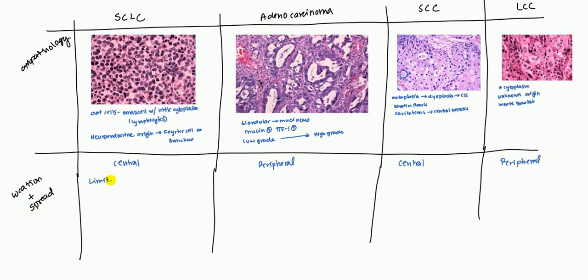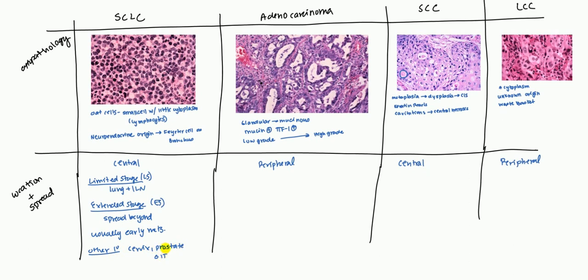Now with small cell lung cancer, the spread has a limited stage, which is LS. This is when you have tumor in the lung and one lymph node. Then you also have an extended stage, ES, when you have spread beyond the lungs. Even though there are two stages, these do tend to have early metastasis, and small cell cancer is not only found in the lungs. You can have other primaries found in the cervix, prostate, and GIT, so it's an interesting feature there.